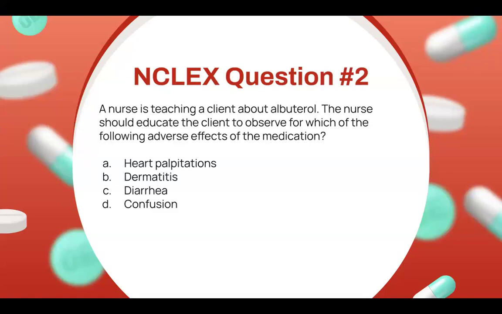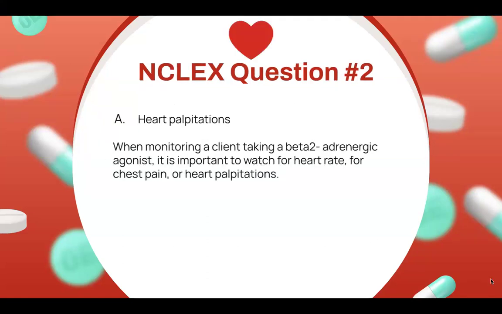NCLEX question number 2. A nurse is teaching a client about albuterol. The nurse should educate the client to observe for which of the following adverse effects of the medication. A, heart palpitations, B, dermatitis, C, diarrhea, or D, confusion. The answer is A, heart palpitations. When monitoring a client taking a beta-2 adrenergic agonist, it is important to watch for heart rate, chest pain, or heart palpitations.